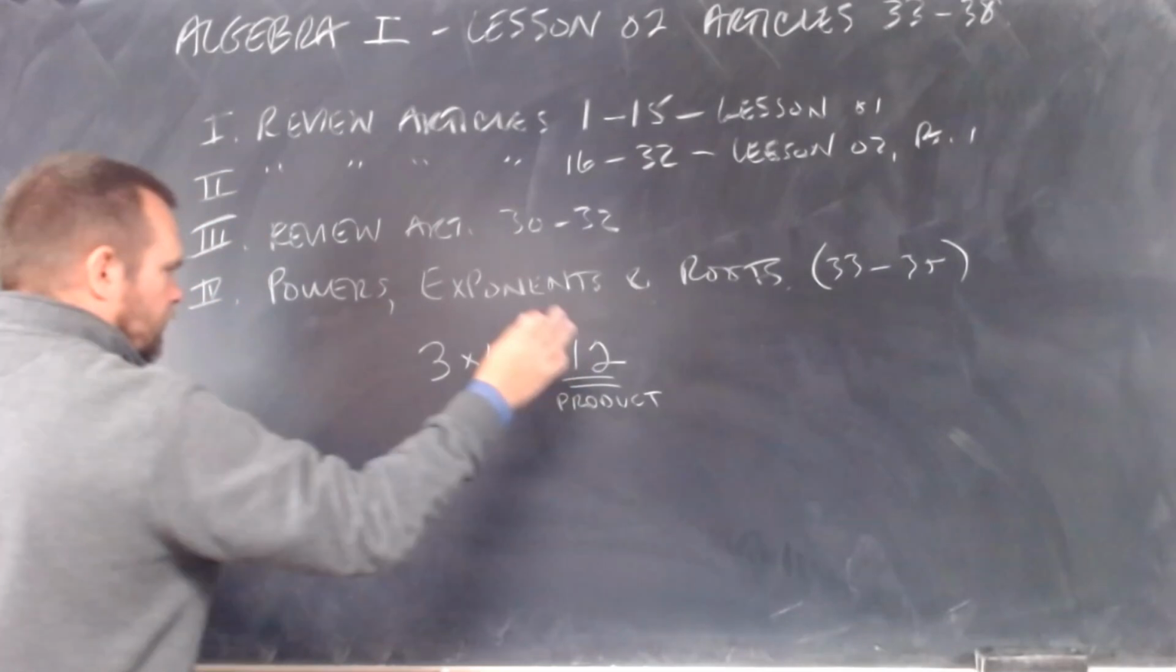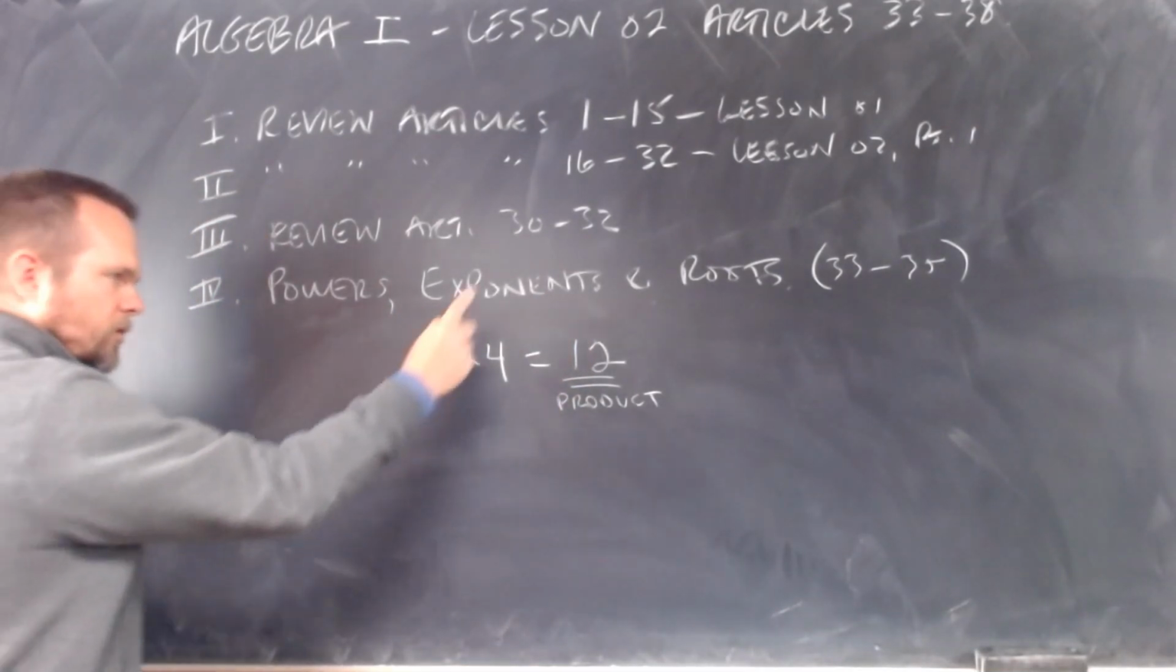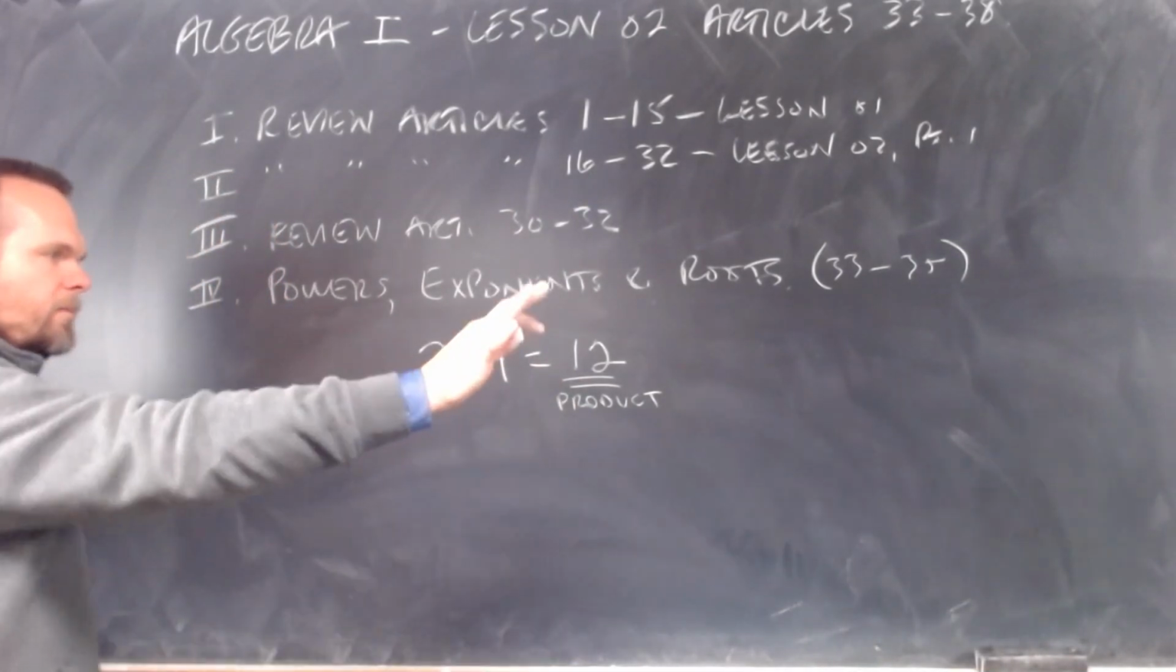3 times 4 equals 12. 3 and 4 are factors. 12 is the product. That's regular multiplication.